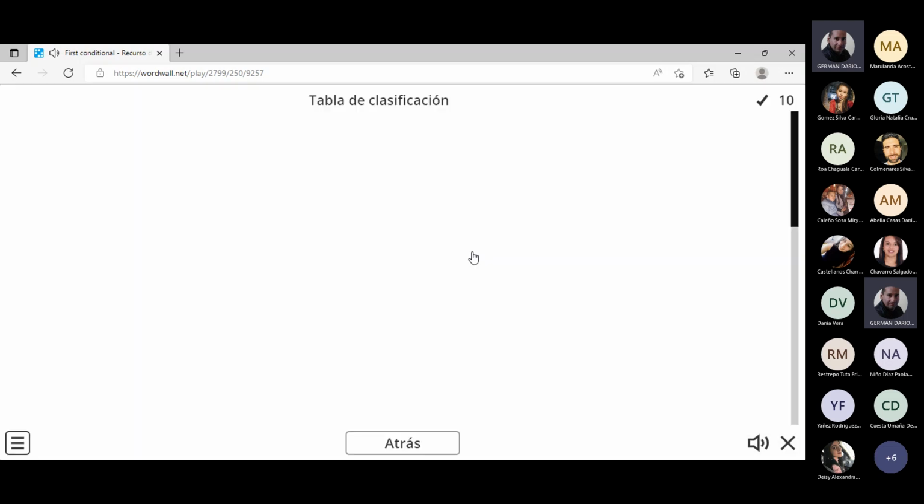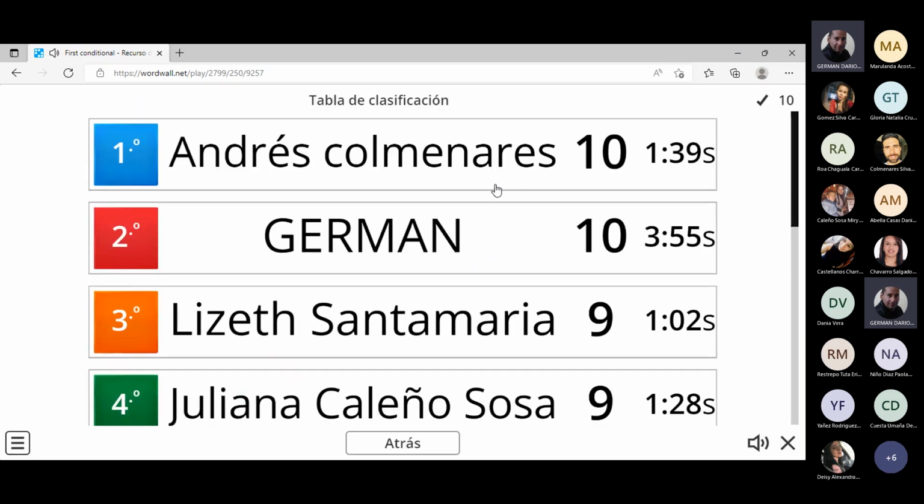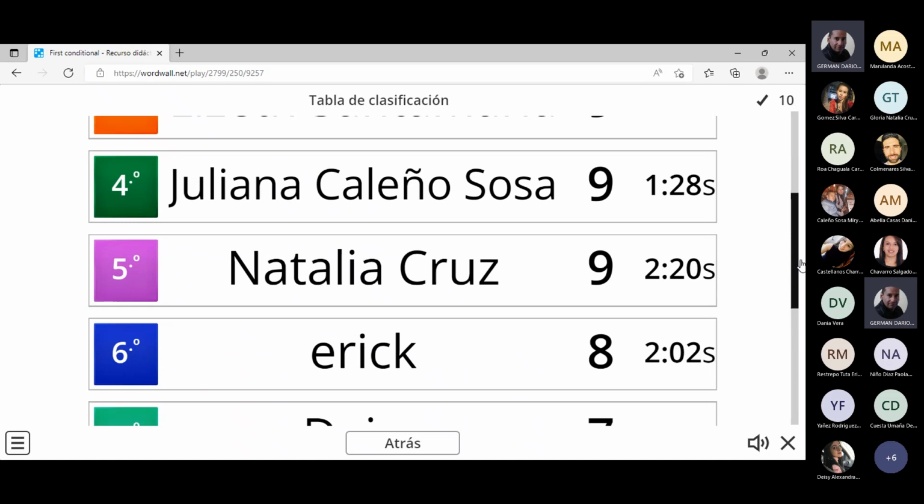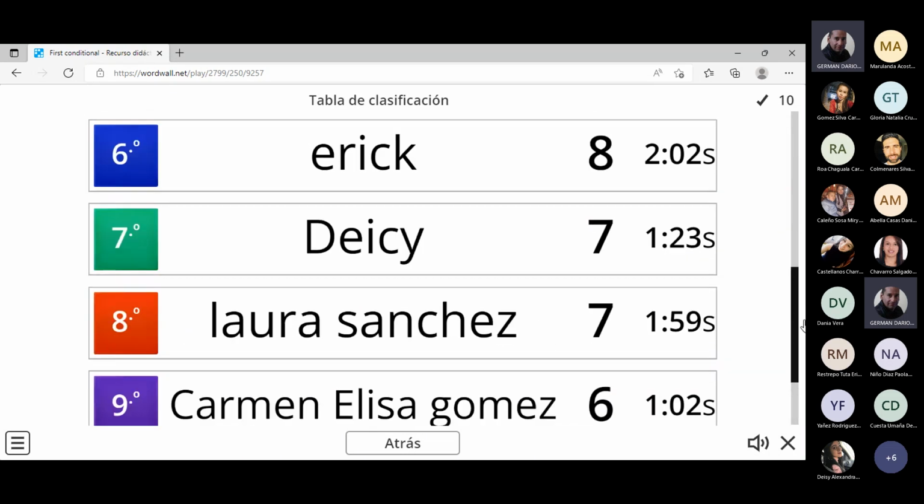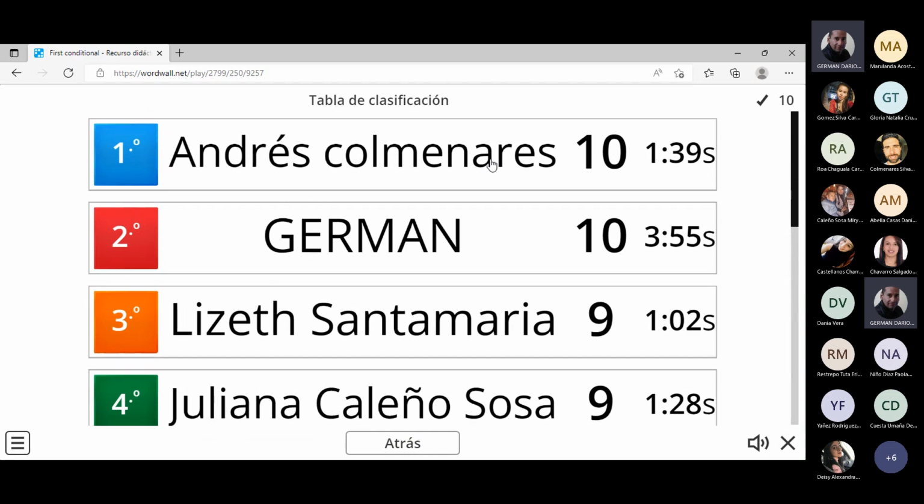This is very easy, yes? No problem with this exercise. Andres, yes, very good, excellent. Lisette, Juliet Caleño, yes, very good. Natalia, Eric, Daisy, Laura Sanchez, Carmen Elisa, and Diane Vera. Yes, very good, excellent, excellent. Andres was the winner. Andres Culminares has some extra points. Yes, very good, Andres. One moment, because we are going to do the exercise number 2.